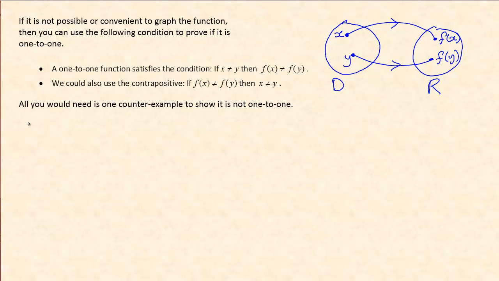It's worth noting that all you need is one counterexample to show it's not one-to-one. So if we had a value here and a value here, but we could show that those both gave rise to the same value over here, then immediately we'd have a many-to-one function.